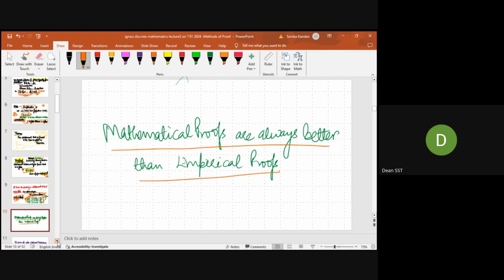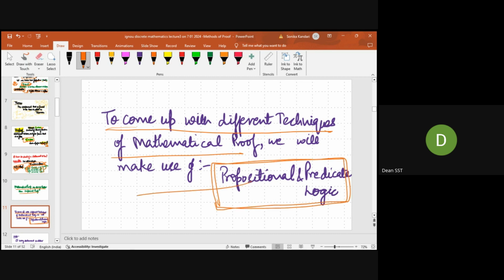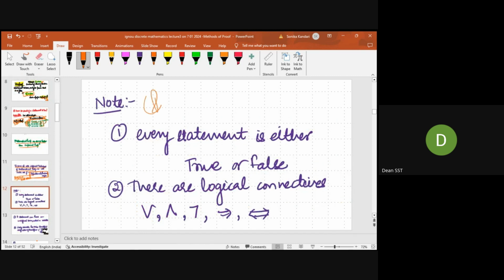Now we will see how mathematical proofs could be done. To come up with the different techniques of mathematical proof, we make use of propositional and predicate logic, and that is why we studied propositions. We represent propositions in the form of P, Q, R, S, T, all small letters. Now see, there are a few important points that we have to remember while using proofs.